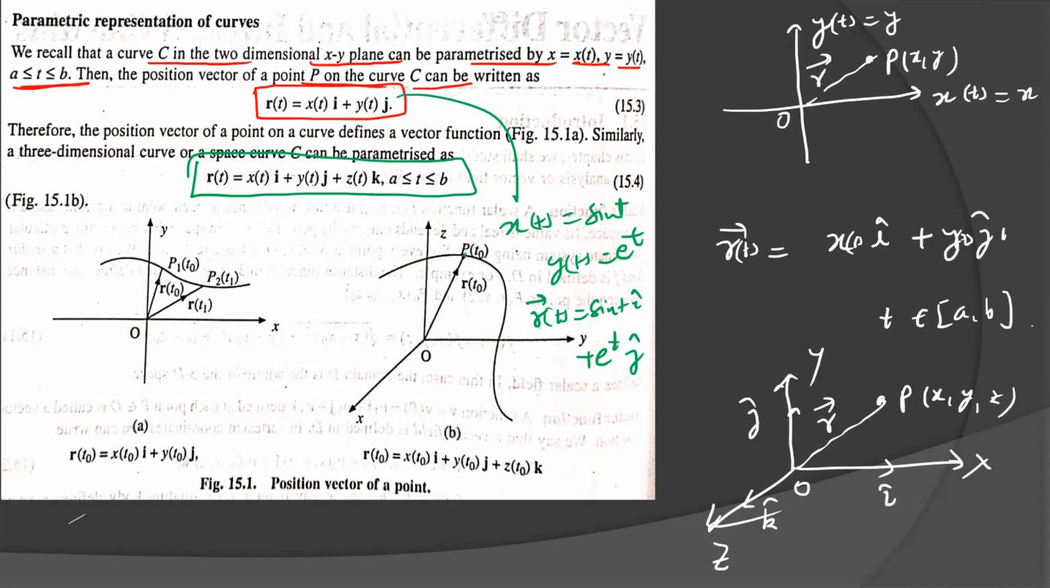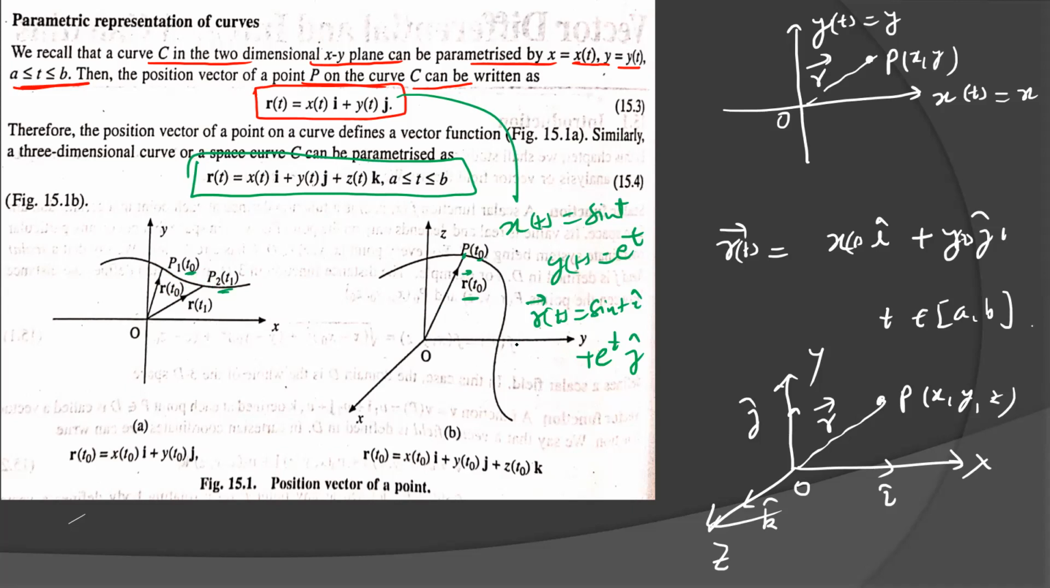This is the position at any point t naught. Then you will get r(t naught). This is the value of the curve at any point t naught. This is the value of the curve at any point t1. This is the value of the curve at point t naught.